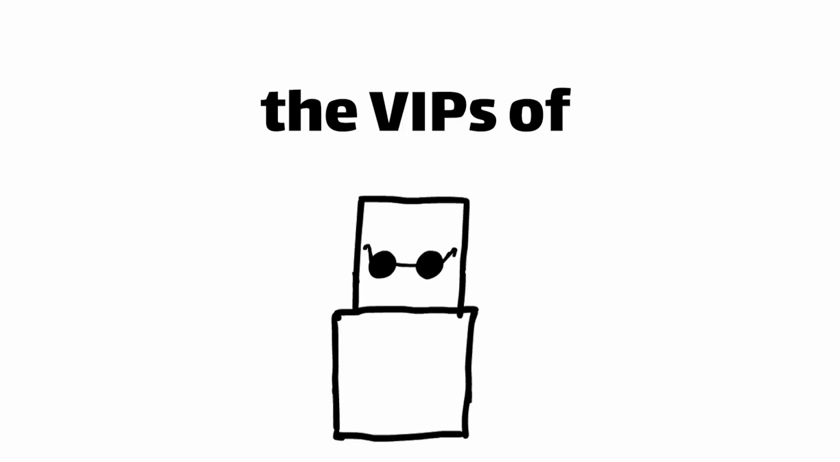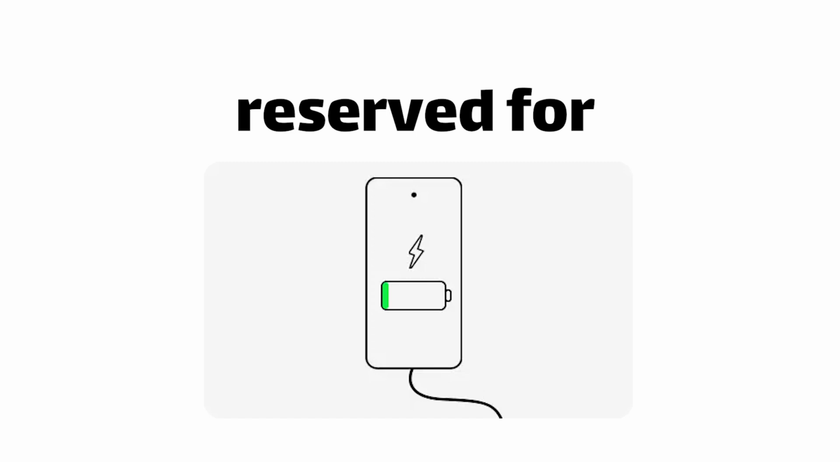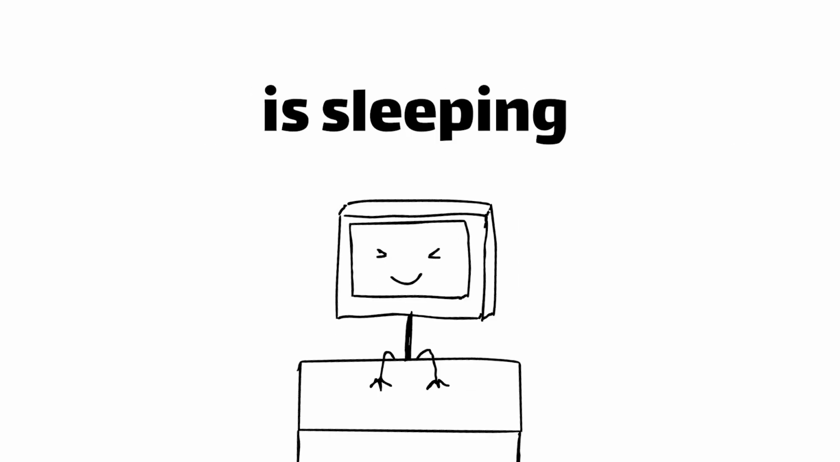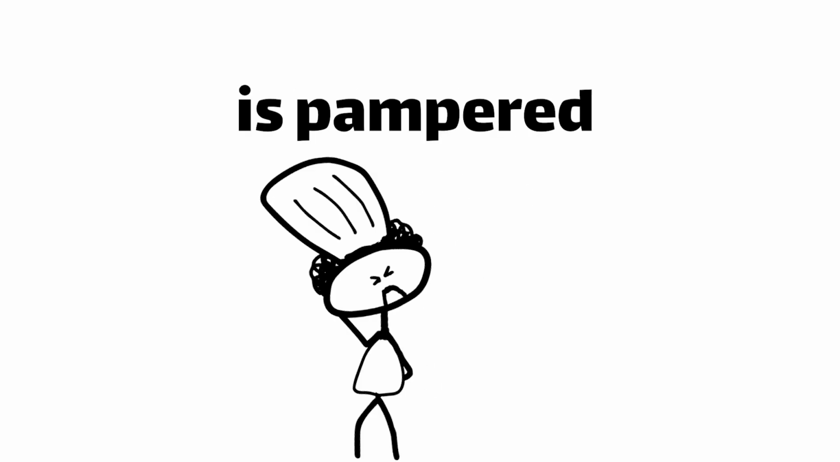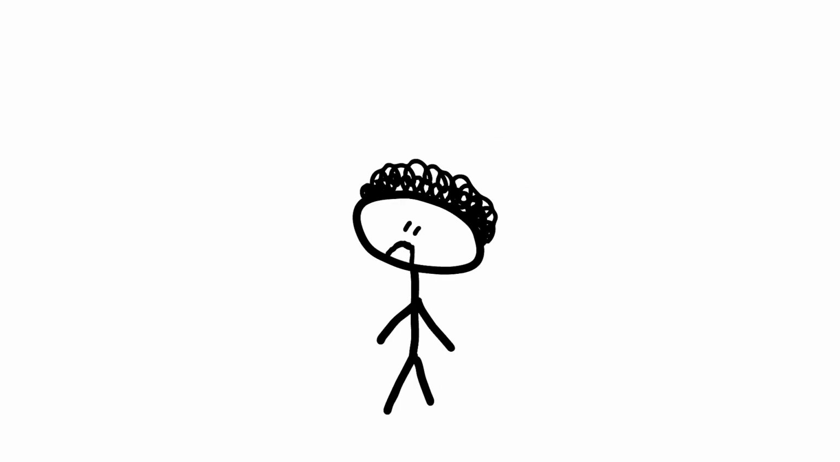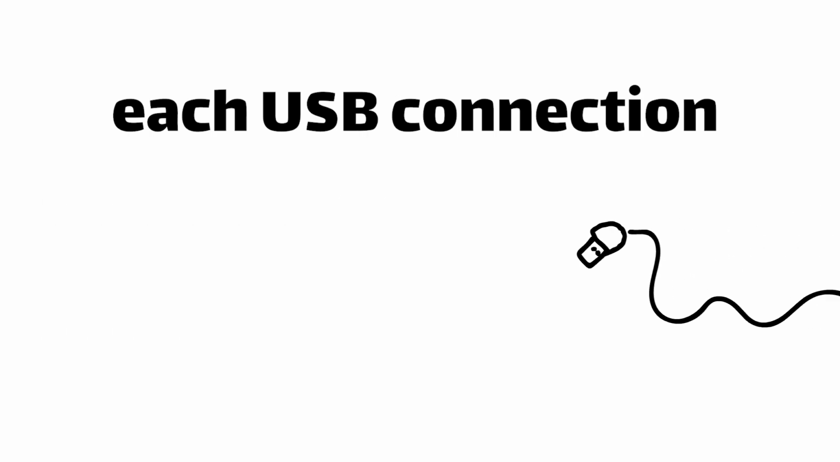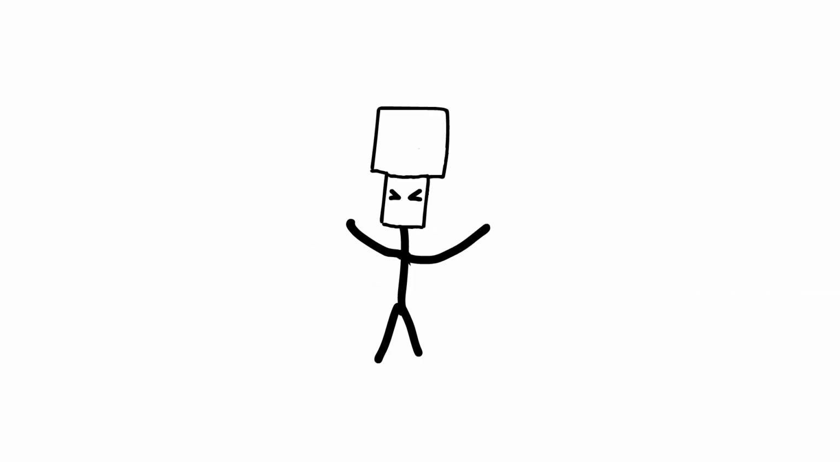And those fancy red and orange ports? They're the VIPs of the USB club, reserved for things like quick charging or keeping your devices juiced up even when your computer's asleep. They're almost like having a little butler that ensures your tech is pampered and ready to go. Also, it's a lot more affordable than a real butler. So now that you know the little secret color code, you can easily identify the capabilities of each of these connections and pick the right one for your needs. After all, it ain't the size of the plug, it's how you use it.